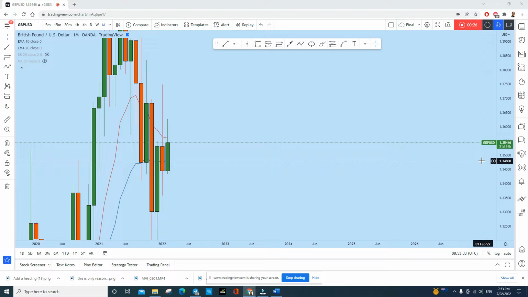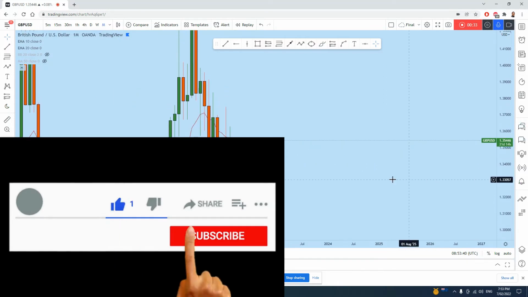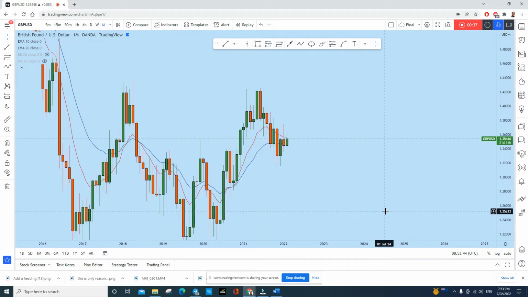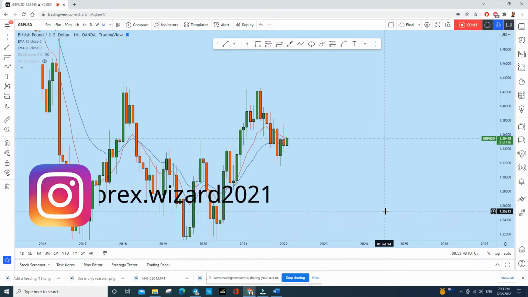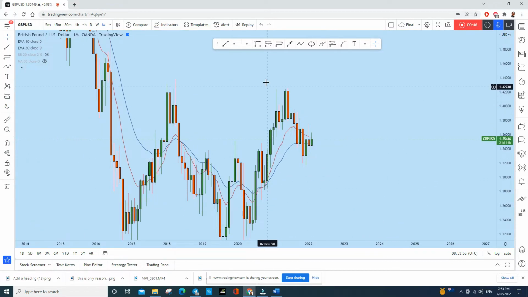Let's start with the higher time frame. Let's see the bigger picture first. Remember, trading is all about looking at the bigger picture, and then you can drop down to the smaller picture for entering a trade.